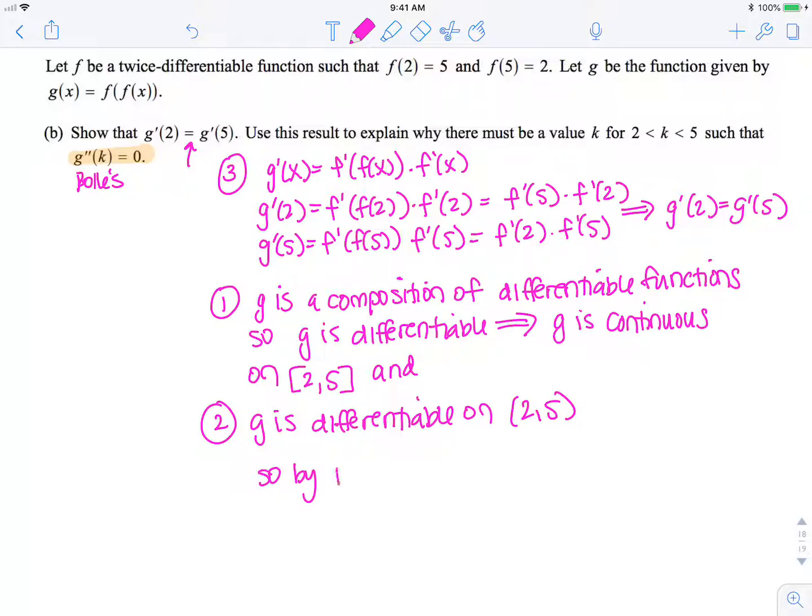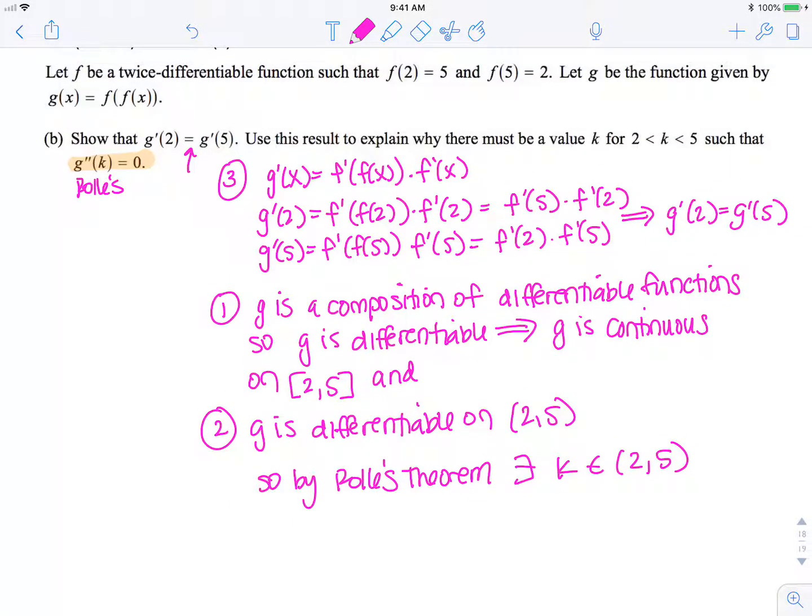So by Rolle's theorem, there exists a k value within that open interval 2, 5 such that the instantaneous rate of change of the derivative, which is the second derivative, at that value equals 0. So notice we use the first, the second, and the third hypothesis to use Rolle's theorem to prove our statement.